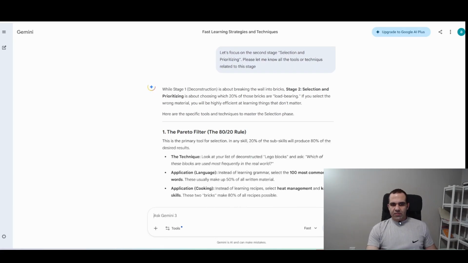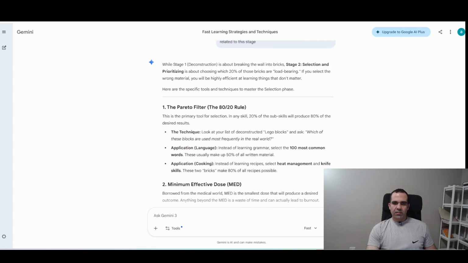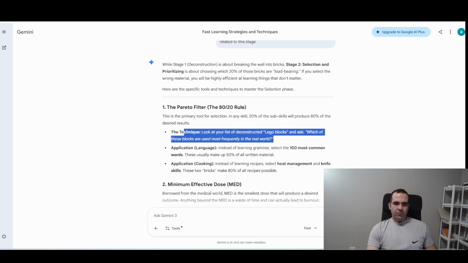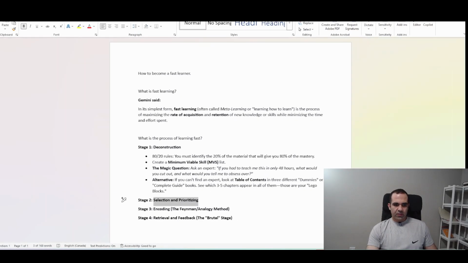Pareto filter. This is the primary tool for the selection in any skills. 20% of the sub skills will produce 80% of desired result. The technique: look at your list of deconstructed Lego blocks and ask which of these blocks are used most frequently in the real world. So this is one technique we have.